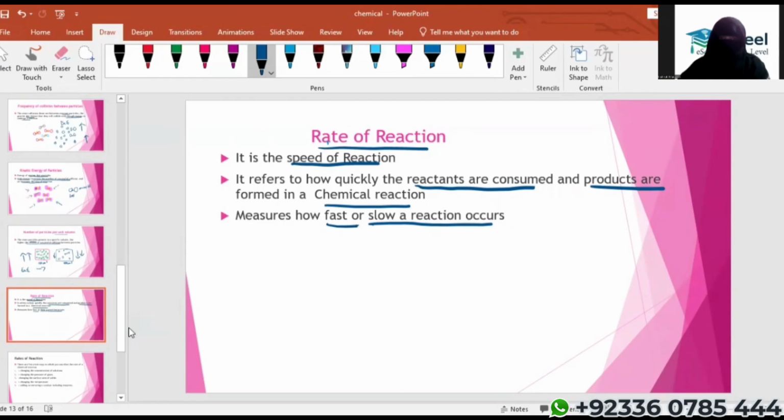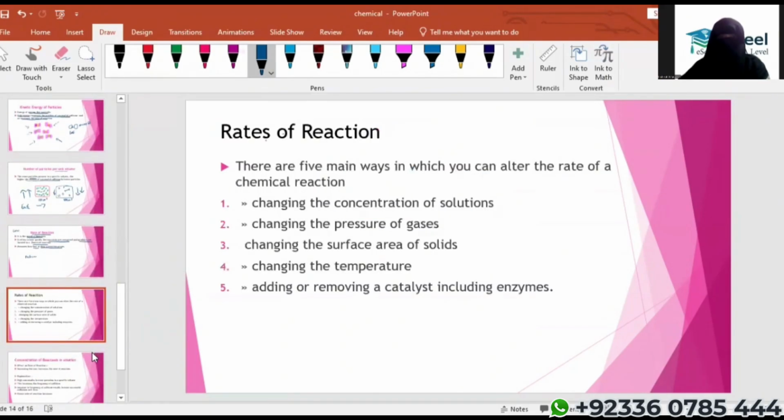Now, there are many chemical reactions that are so fast that explosions take place. And sometimes the reaction is so slow that it takes weeks to undergo. And most of the reactions undergo in a medium rate. Now, scientists or chemists are looking for ways to control a rate of reaction. And they have found a total of 5 ways in which you can alter and control the rate of a chemical reaction.